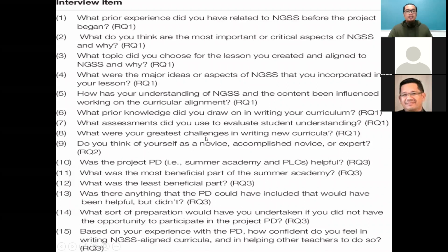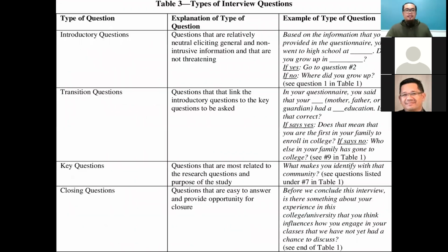Do you think of yourself as a novice, accomplished novice, or expert? So this will answer your research question number two. Next, interview items number 10, 11, 12, 13, 14, and 15 will answer your research question number 3. Really important, interview questions should be parallel or aligned with the research questions in your research. Okay, this is some example.